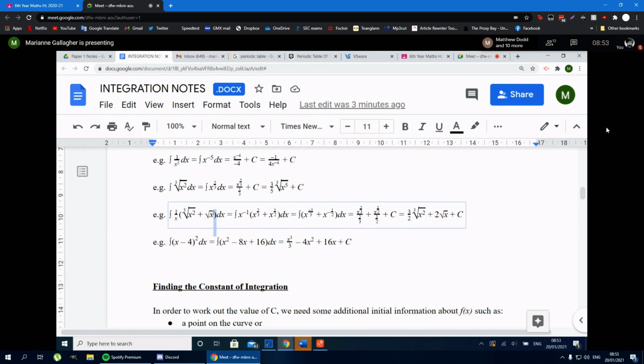If you have something like this, which looks a little bit horrendous, change your roots to powers and then use your rules of multiplying out powers. And you might have things like that. One of the exam questions I had last night was e to the x times, and then there's some other e powers in here. Multiply it out. If you see multiplication inside an integration, you have to multiply it out and simplify it somehow, okay?